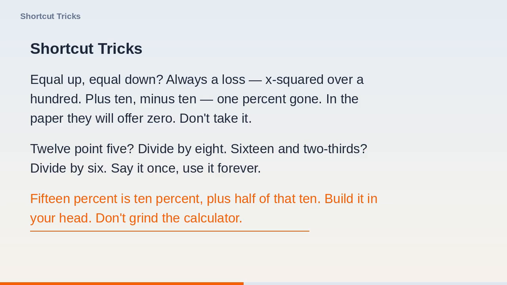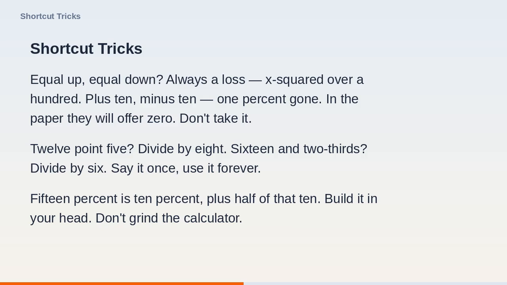Trick 3, 15% is 10% plus half of that 10. Build it in your head. Don't grind the calculator. Trick 4. 2 successive changes of A and B. Net factor is 1 plus A times 1 plus B, minus 1. Plus 10 then plus 10 is 21%, not 20.